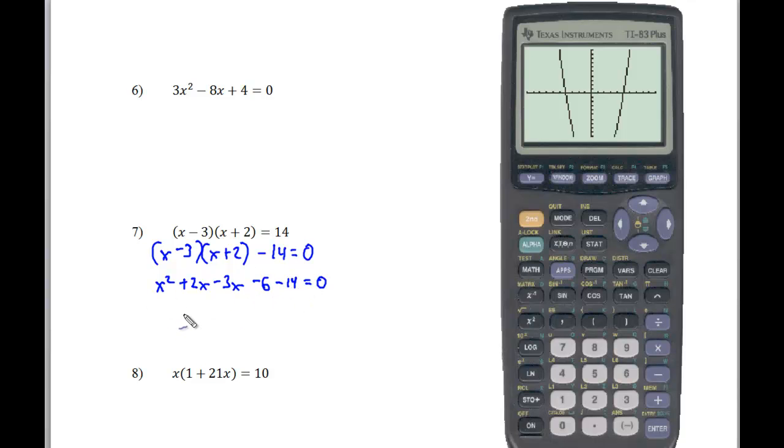I have some simplification to do. So my x squared is not going to simplify with anything. This is going to be negative x, and this is going to be negative 20 equals 0. Now I can factor this. I can factor this to find my two answers on the screen.